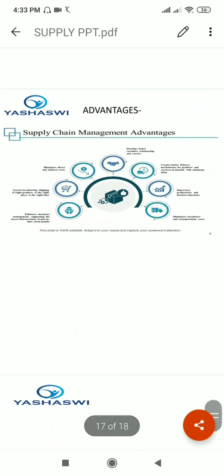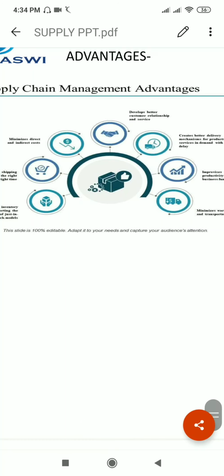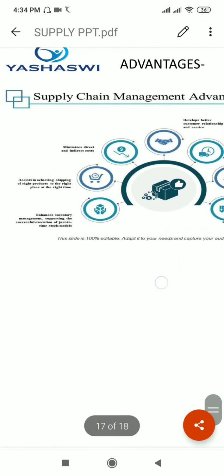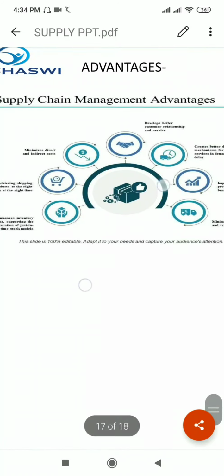Some advantages of supply chain techniques are: develop better customer relationship and service, create a better delivery mechanism for products and services with minimum delay, improve productivity and business functions, minimize warehouse and transportation cost, and enhance inventory management, supporting the successful execution of the just-in-time model or stock model. It assists in achieving the shipping of the right product to the right place at the right time. This is the main aim of the supply chain concept: right product, right place, right time, minimizing direct and indirect cost, and developing better customer relationship and service.